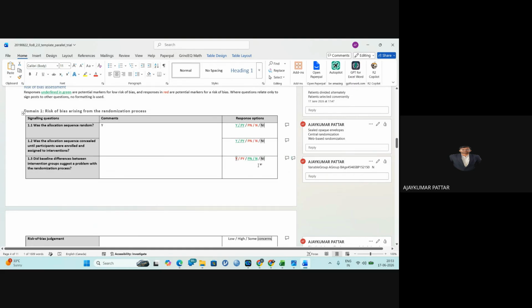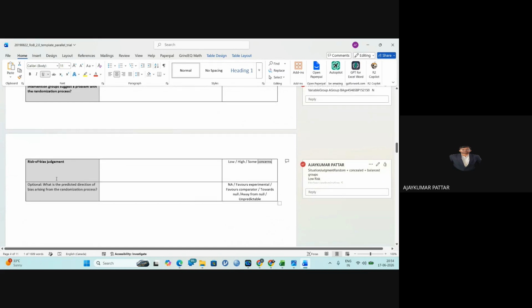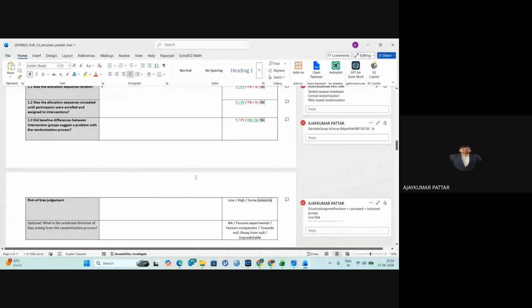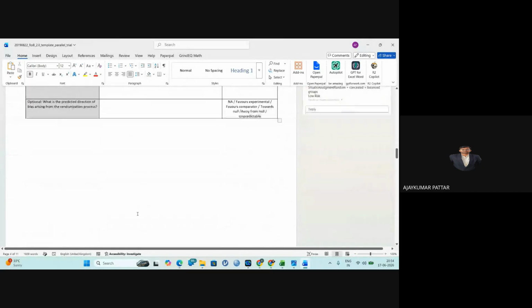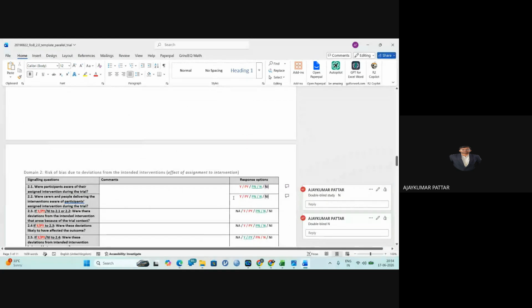That is higher risk. So if the baseline properties are not suggesting the randomization process is problematic, then we will click N. Here N, given in the green color, indicates low risk, and the red color indicates high risk. Like this we have to mention each and every point by seeing every question.